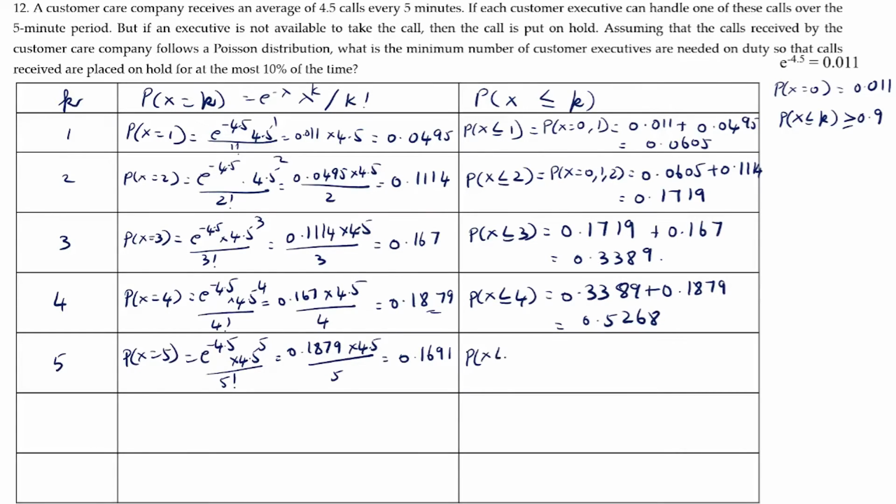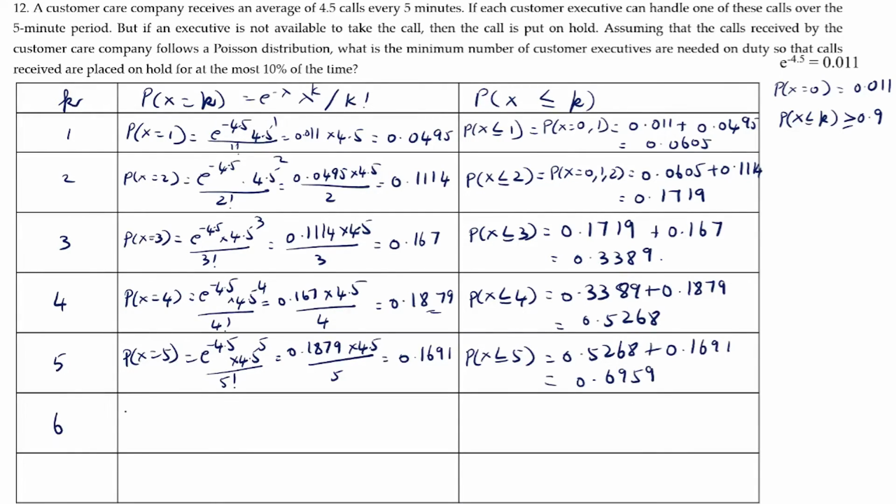Now, probability of x less than or equal to 5 will be probability of x less than or equal to 4 plus this value. So, it is 0.5268 plus 0.1691. So, it is 0.6959. Still, it is not more than 0.9.